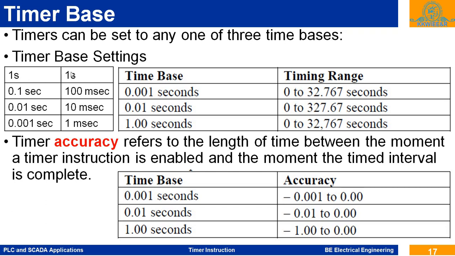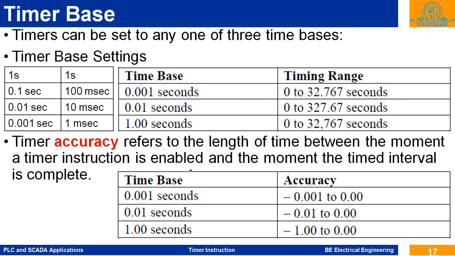1 second. Okay, so out of these, only 3 time base values are available in the preset. The user can select the time base through the available values. Okay, for 1 second, the maximum time is 32,767 seconds. If it is 0.01, then 327 seconds, and for 0.001, 32 seconds are available. Okay, so this is the maximum value for each time base.